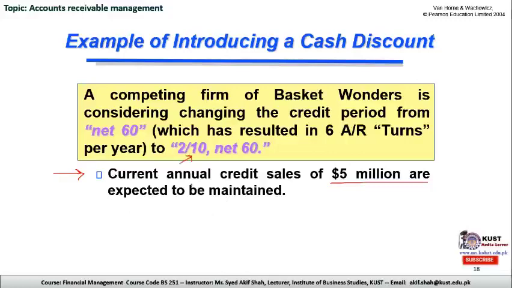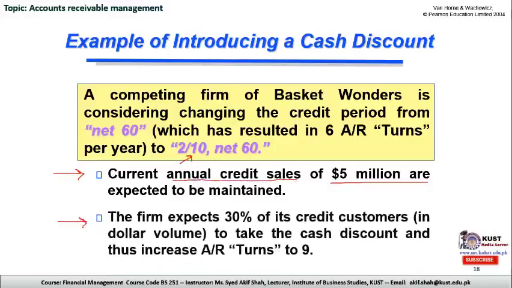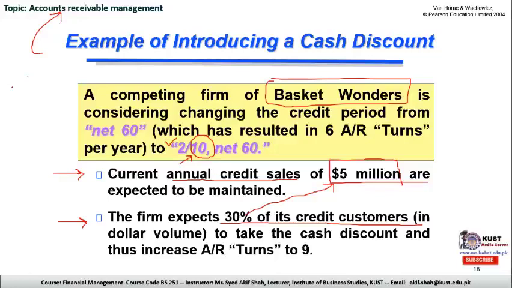The first condition of this numerical illustration states that the annual credit sales will remain intact. Secondly, the firm expects 30% of its credit customers in dollar volume to take the cash discount. So out of these 5 million of credit sales, only 30% will pay their obligation within 10 days and avail the 2% cash discount on early payments. This is the procedure with Basket Wonder or any other company to expedite their account receivable collection, because we know the time value of money: an early dollar we receive in our company is worth more than a dollar we receive after 2 days, 10 days or 50 days.